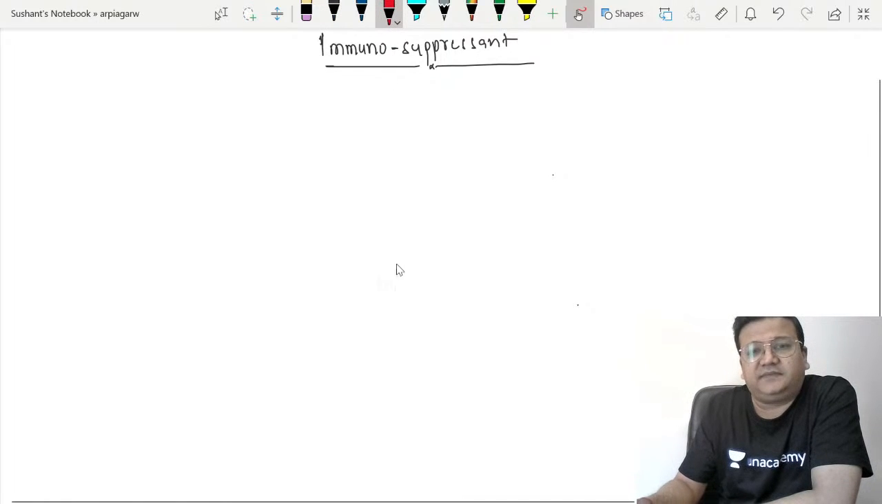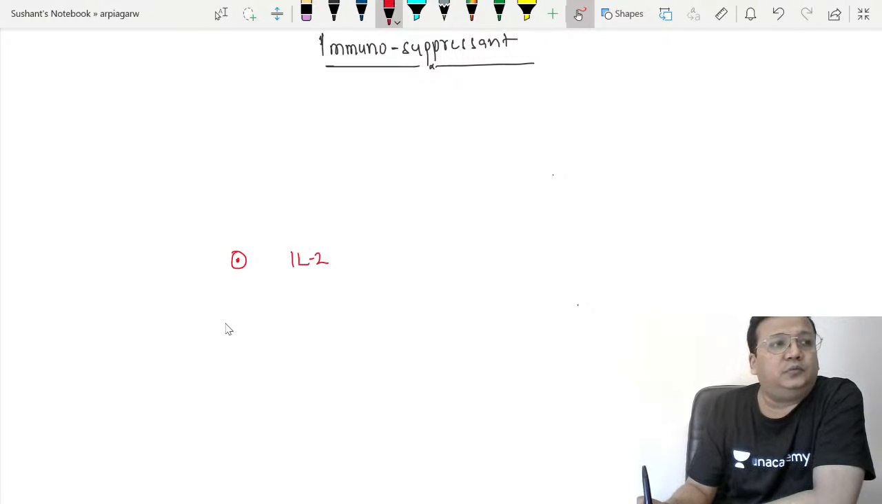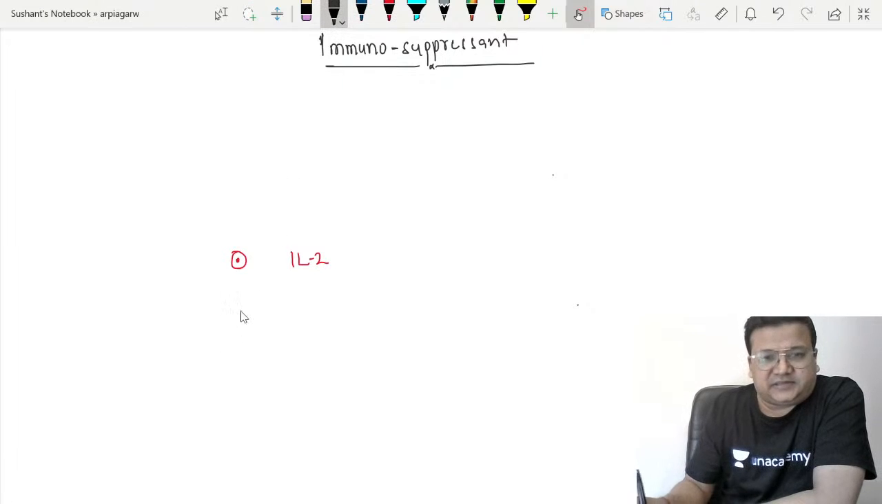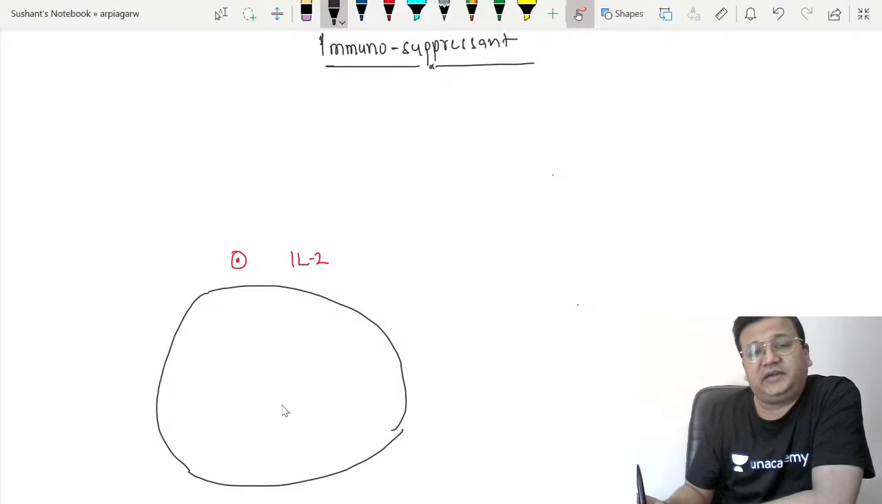The story would start with the substance that we call, let's say, interleukin 2. So this is interleukin 2. Now interleukin 2 will act on its receptors. It's a growth factor for T lymphocytes. So let us suppose that this is a T lymphocyte.